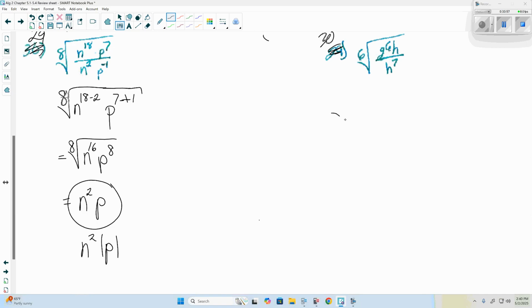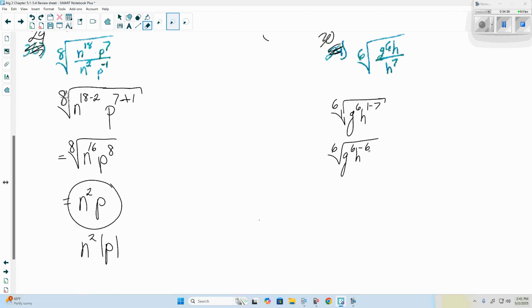Let's look at 30. Now again, like most of these here, there's different ways we can do this. One of them, when we divide like bases, we subtract the exponents. So we have g to the 6 on top. How many g's do we have on bottom? None, so it's just g to the 6. Next one, we have h to the first on top and h to the 7th on bottom. That gives us h to the 1 minus 7. 1 minus 7 is what? Negative 6.